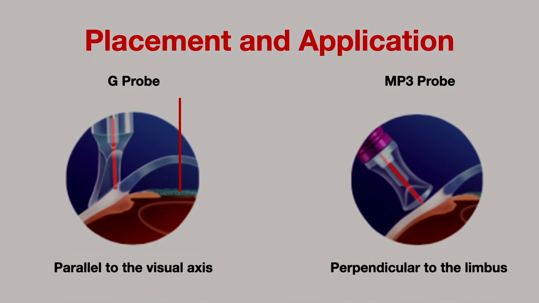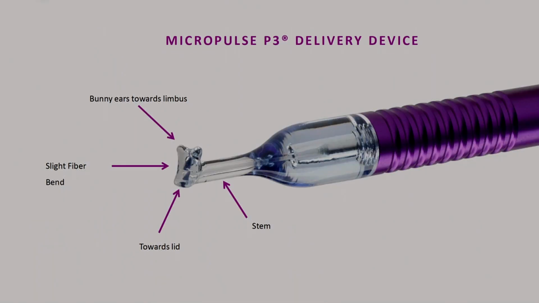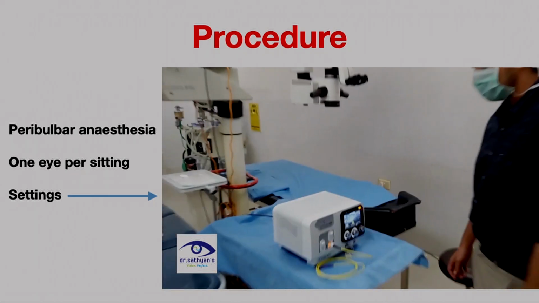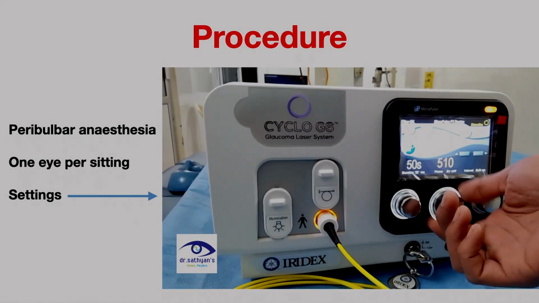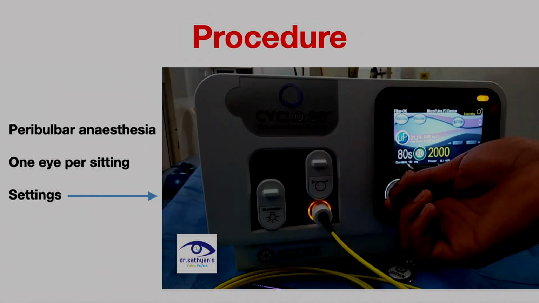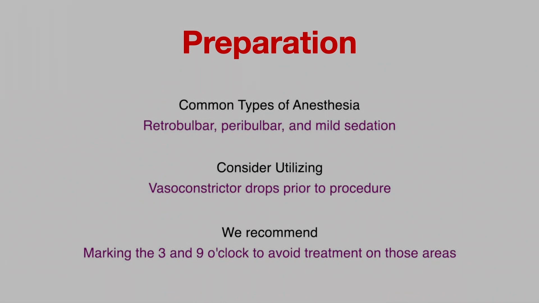There is an MP3 probe compared to the G probe that is used with the traditional CPC. With the MP3 probe, you can see that now we have the bunny-eared probes, but talks are going on and the companies are trying to give us the previous probes, which were slightly different from these bunny-eared probes that we have. You have to use a coupling fluid because the coupling fluid prevents energy loss. We need to avoid energy loss, and the procedure operates at 2000 milliwatts. Some people prefer 2500 milliwatts or 2000 milliwatts, and 80 to 90 seconds, 1 eye per setting is the way forward with peribulbar anesthesia, which is quite common.